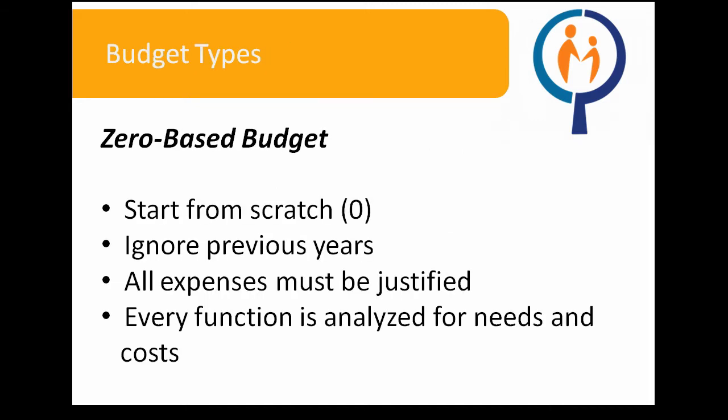Here are some key terms that you should be familiar with when determining a budget type for your firm. A zero-based budget is a method of budgeting that begins from scratch, ignoring whether budget projections are higher or lower than in previous years. In a zero-based budget, all expenses must be justified, and each function is analyzed for its specific needs and costs in the upcoming period. Zero-based budgets can be time-consuming, but allow top-level strategic goals to be implemented.